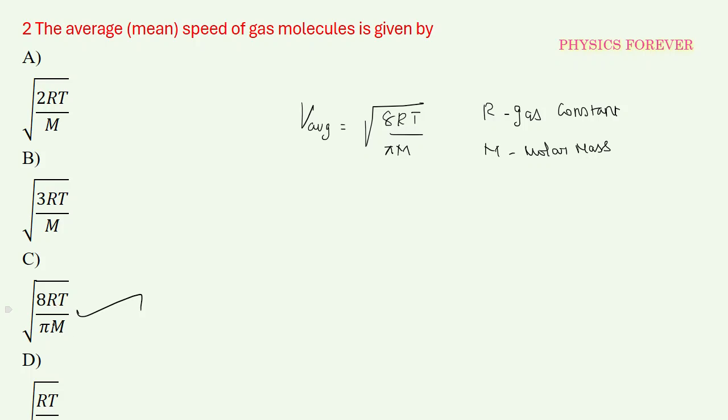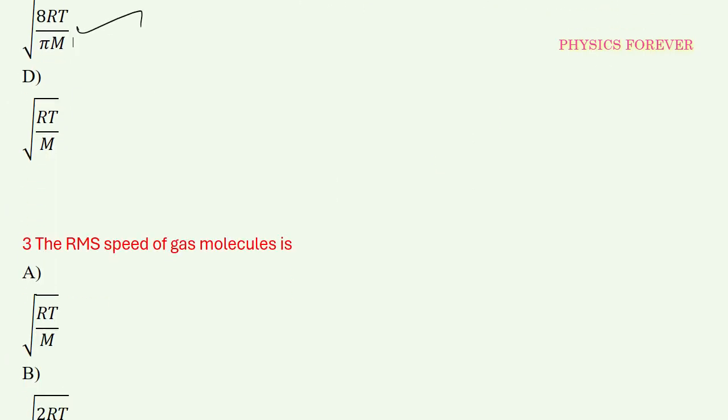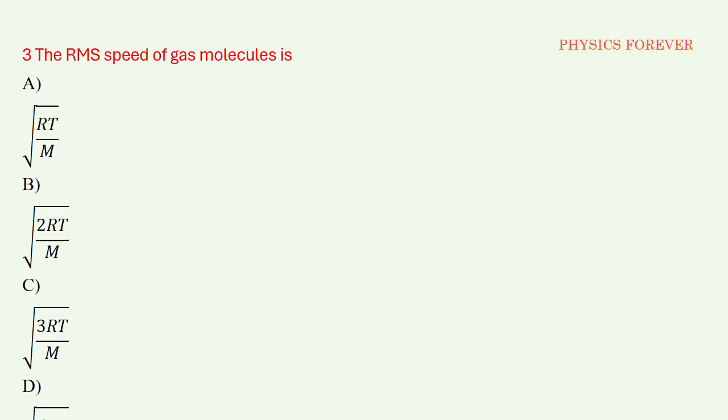So using this formula they can give many problems. R is the constant one. Then temperature will be given, molar mass will be given, and we have to find out the average speed. So we will look at that problem later.